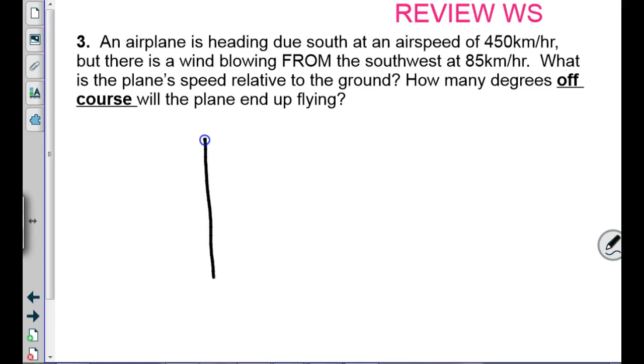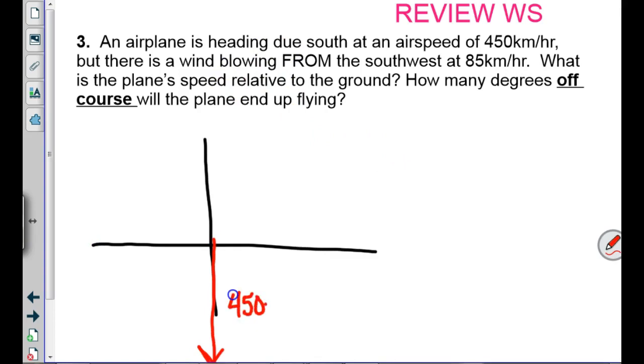Okay, so this one says an airplane is heading due south. So the plane is trying to fly straight south at 450 miles per hour. And there is a wind blowing from southwest. Okay, so this is what it would look like on your picture. Southwest is over here, right? Okay, it would look like this. So what is that telling you? It is slowing it down. We're going to use this angle in here, okay? First quadrant is where the vector is going to be.